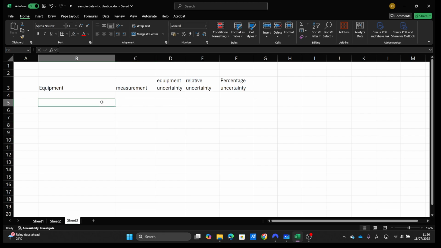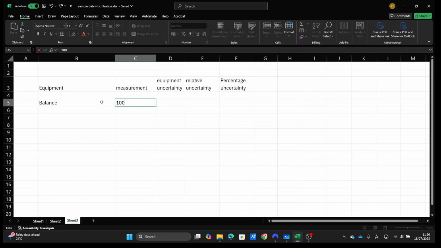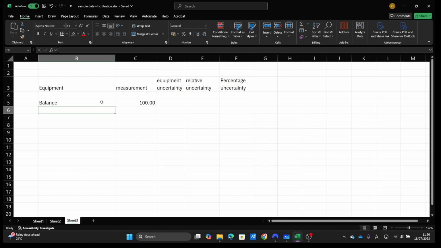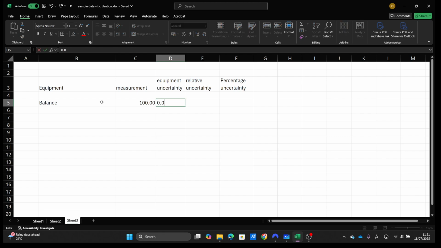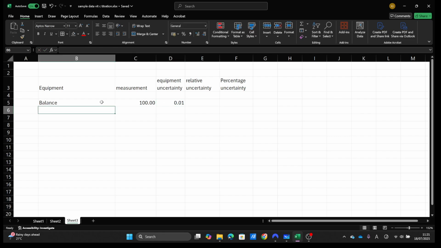So first thing they did is they got a balance and they measured out 100 grams. I'm not going to put units in at this point, although I would when I then transfer it to a table, but just to make my life easier, I'm going to leave it without units. So they measured out 100, and this was to the nearest 0.1 gram. In fact, actually, if I put units here, that should work.